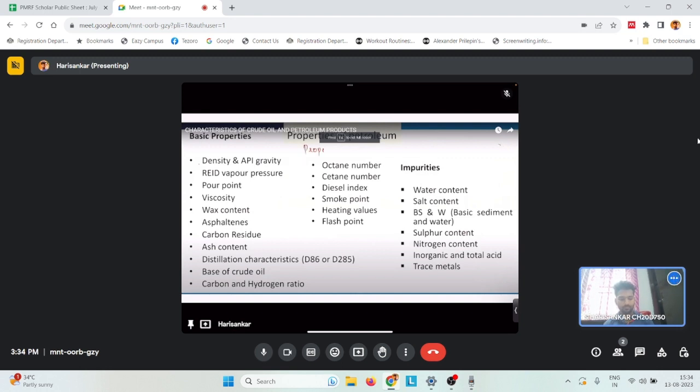So these are some of the properties of crude oil. It could be something like density, as I said, from API gravity, and the list goes on all the way up to heating values or HHV and flash point. And to find the impurities present in crude oil, we also measure something like water content, salt content, sulfur content, nitrogen content, basic sediment and water, inorganic and total acid content, and trace metal content. So these are some of the measurements that we use to measure the impurities present in the crude oil.